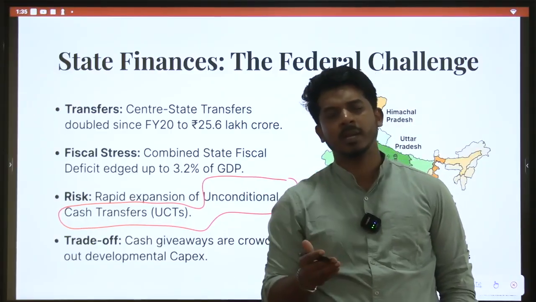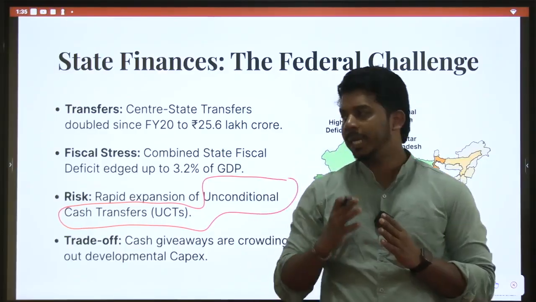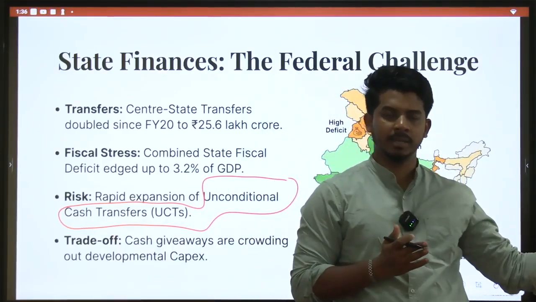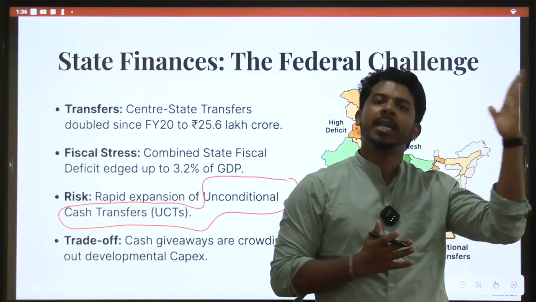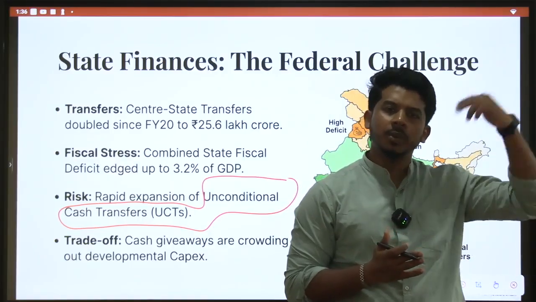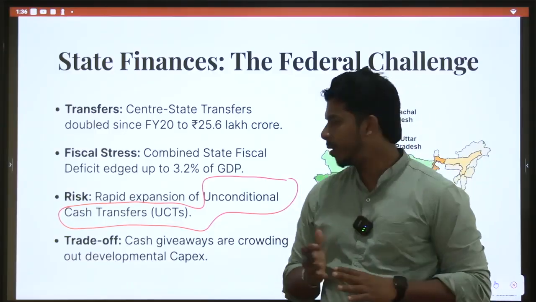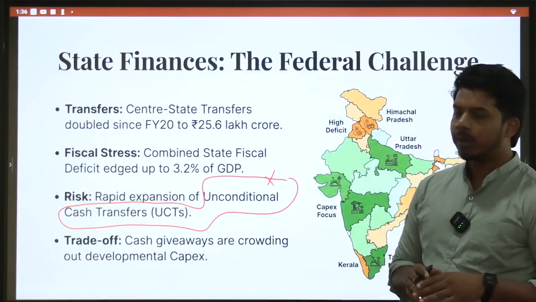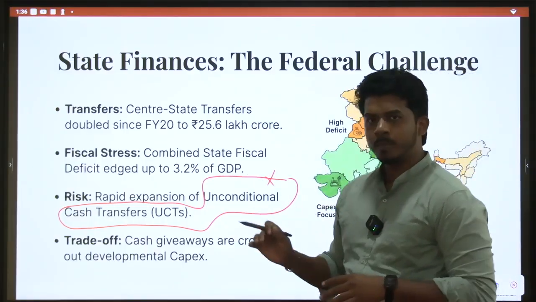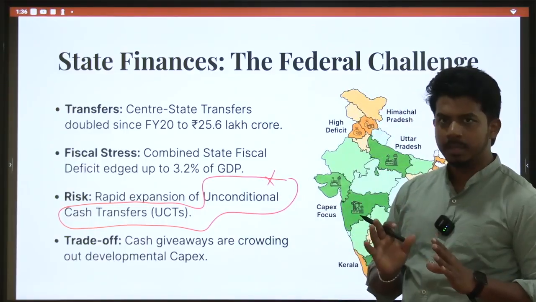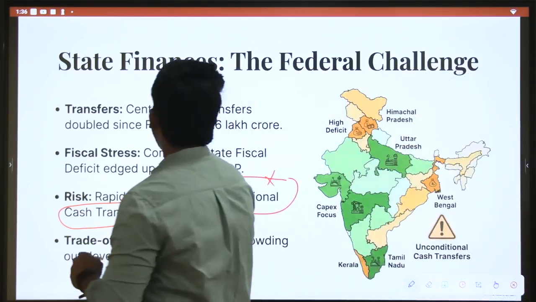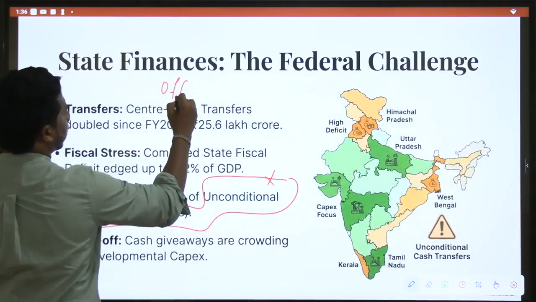But this is not good for the economy, because what do we need? We need to reduce our revenue expenditure. We need to increase our capital expenditure. If you are spending, spend in a more productive way, which will give you more returns in the future. So unconditional cash transfers are bad. And even though states are doing this, states are also doing another thing called off budget borrowing.